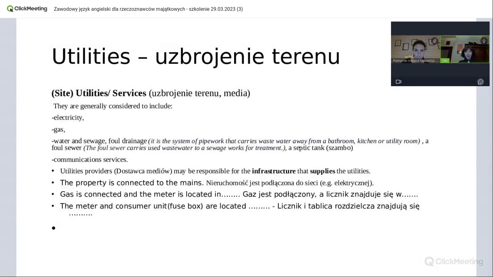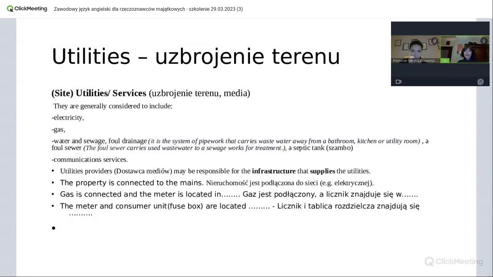If you normally talk about skrzynka, I think most people say skrzynka z bezpiecznikami. So this is a fuse box in English. That's how people normally talk when they talk about it. But if you want to use the professional language, you use a consumer unit.